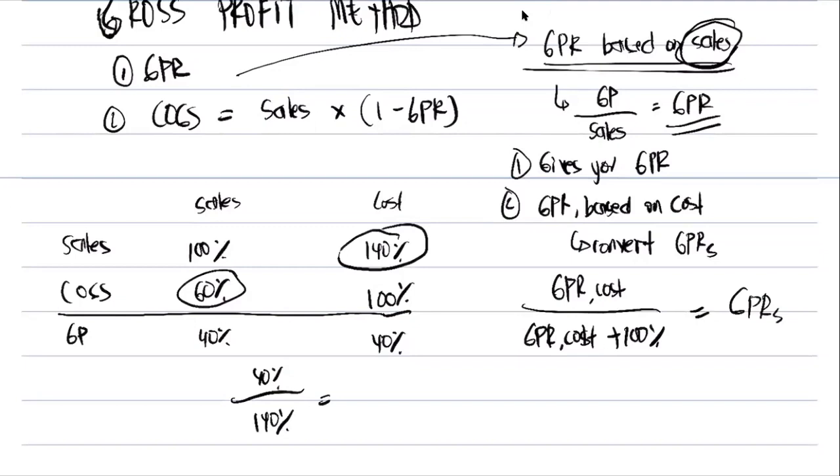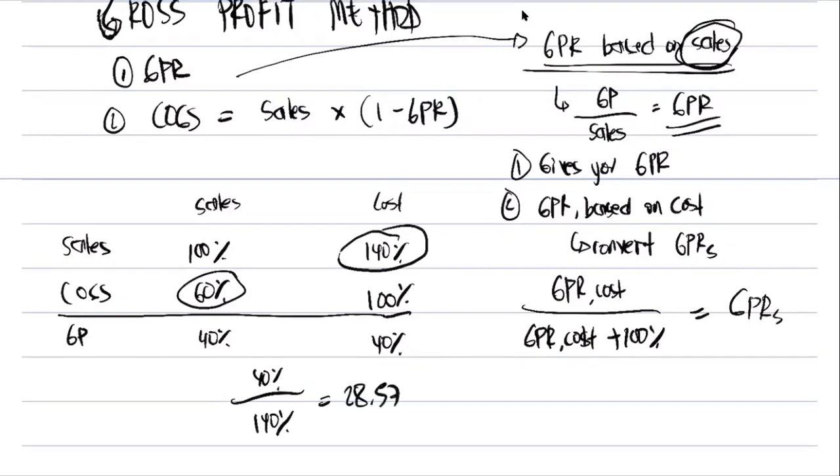40 over 140, 28.57 po. Okay, 28.57. Thank you. 28.57%. So, ano yung ginawa natin? Kinonvert natin siya sa based on sales. So, kung makikita nyo, 40% divided by the sales pa rin siya.